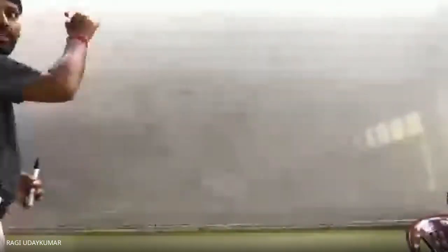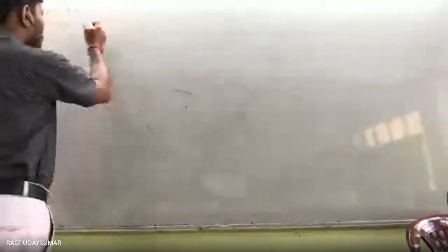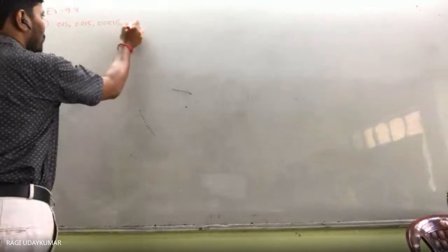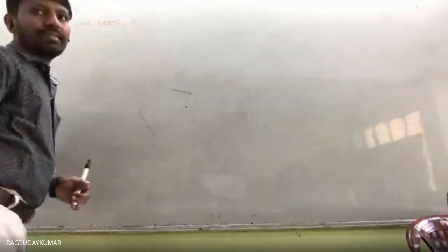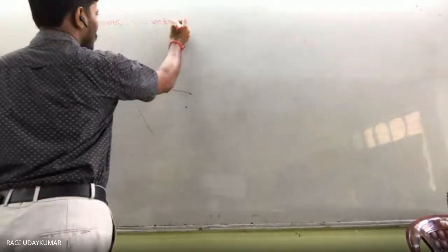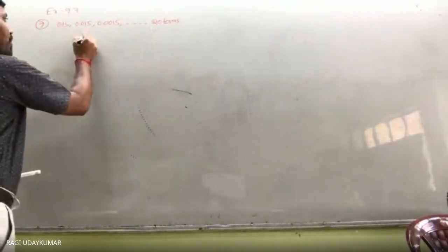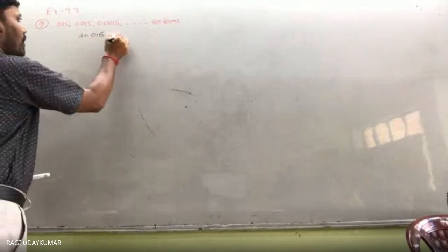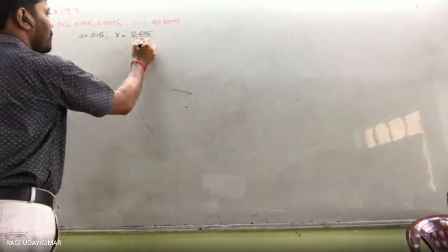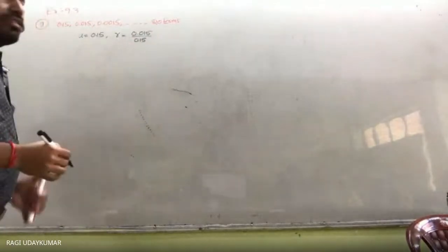But the first question is given as 0.15, 0.015, 0.0015, and so on. Like this, 20 terms, sum we need to find out here. Okay. So, what is the A here? 0.15. Common ratio R is equal to 0.015 by 0.15. So what do you get in this one?